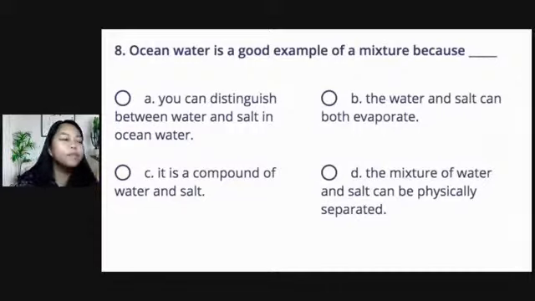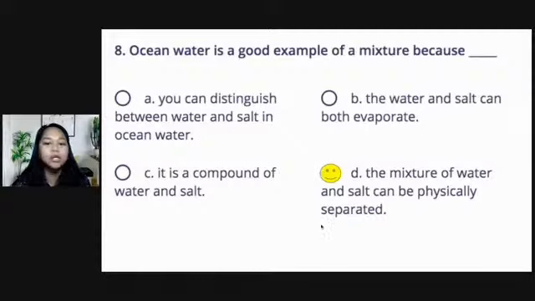Okay, so again, going back here, ocean water is a good example of a mixture. Maraming naligwak. The correct choice is letter D. The mixture of water and salt can be physically separated. This is one very important characteristic of your mixture. Your mixtures are physically combined, no? Physically combined po sila. And so, they should be physically separated. So, letter D po ang ating choice dito. Ayan po yung ating sagot for number 8.